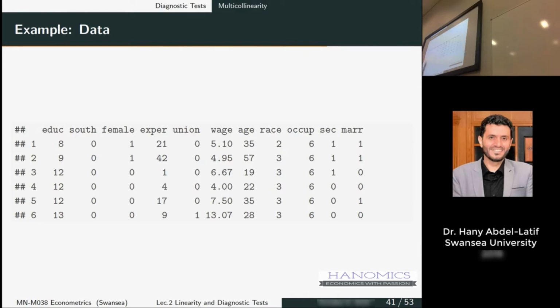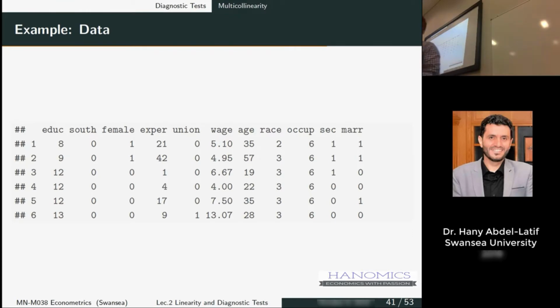If there's 0, that person is male. Experience, these are years of experience. So the first person is a female, and she has 21 years of experience. Union, whether they are a member in a union or not, so it's yes or no, 0 or 1. Wage, that's how much they receive. Age, their age. Race, occupation, sector, whether they are married or not.